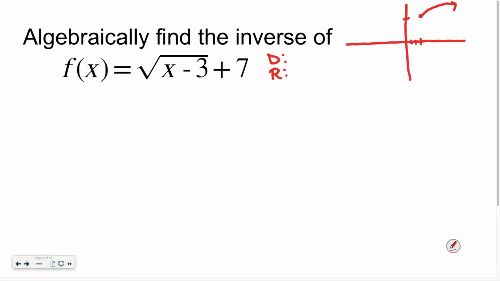Okay, so this is the mental picture that you have. Okay, Talon, what do you have for your domain? 3 to infinity. And the range, Brecken? 7 to infinity. Okay, and that's our mental picture. You can sketch it really quick if you want to, or you can think about it. Okay, so now, like Eli said in our last example, our first step is to switch x and y.